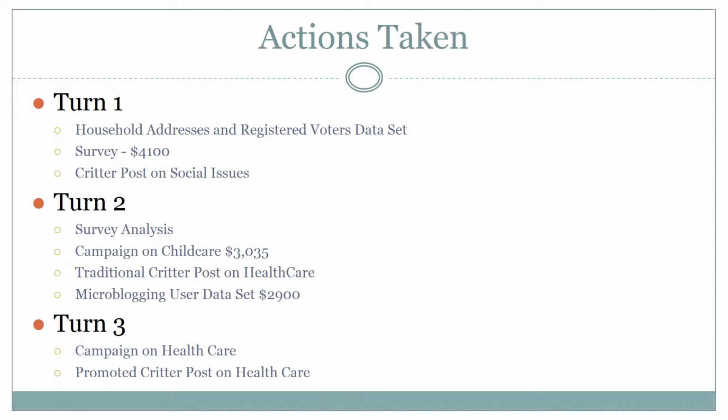After reviewing more demographic information and the other candidate actions, Turn 3 allowed us to decide to message about the top issue, healthcare. We spent $3,355 to campaign to voters in our KSAs that were interested on this issue. We also promoted in tandem a Critter post for healthcare.